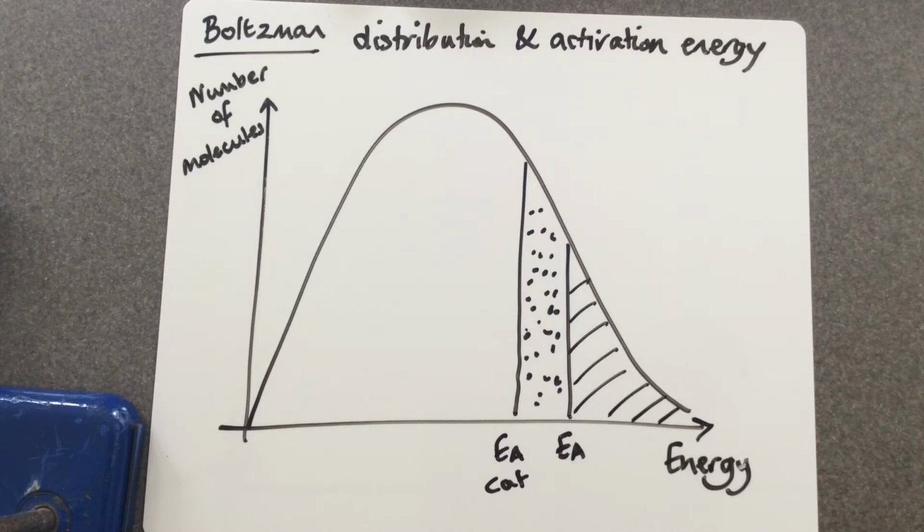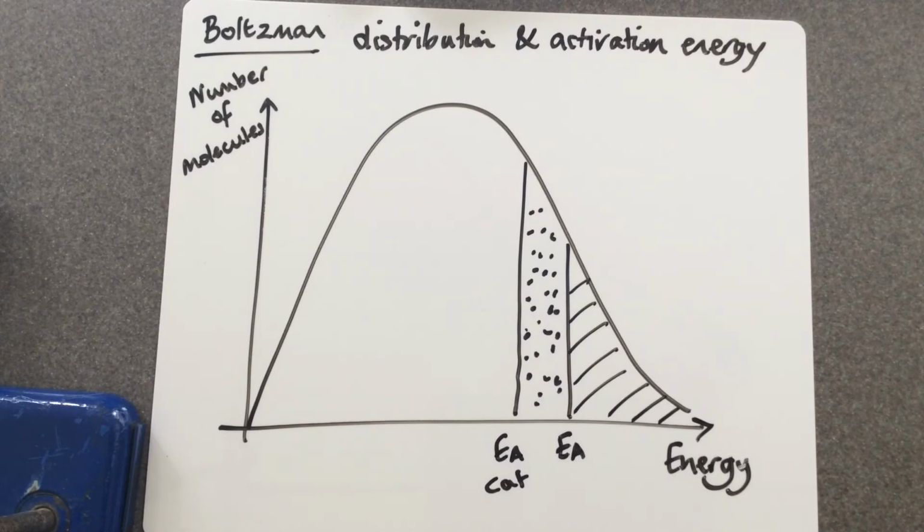This is the kind of thing that you could be asked to sketch in an A-level exam. The examiner is looking for the general shape of the curve. Make sure it doesn't cross the x-axis at high energy. Make sure it starts at the origin. Make sure you label the axes correctly. Number of molecules or number of particles on the y-axis and energy on the x-axis.